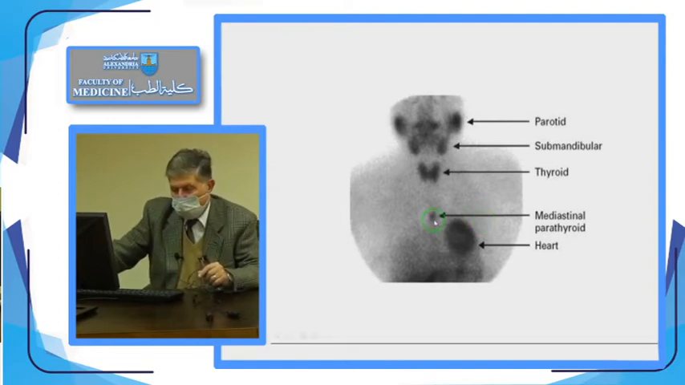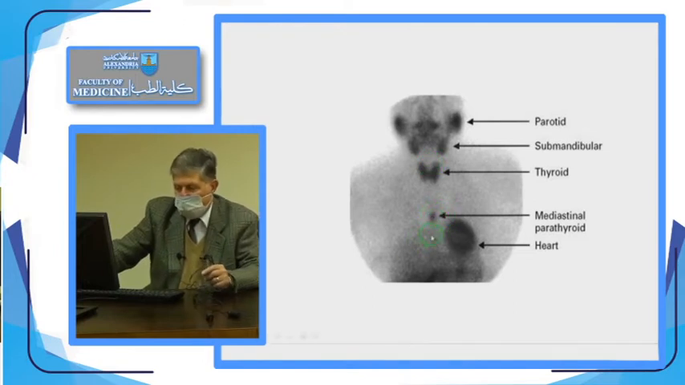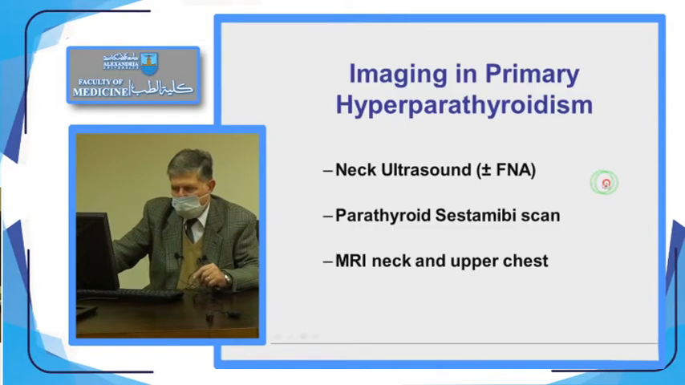And in this gentleman, this picture was taken after 10 minutes. That's why the thyroid tissue is normally shown, and there is a parathyroid adenoma near the heart. And this is quite uncommon.